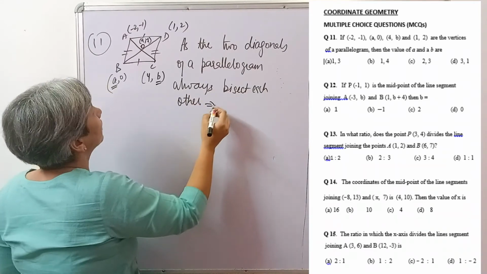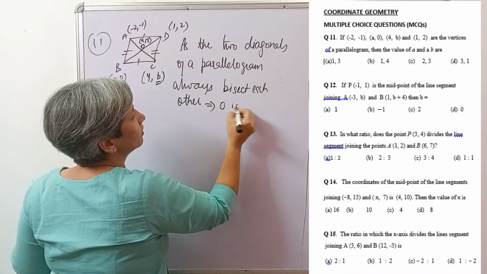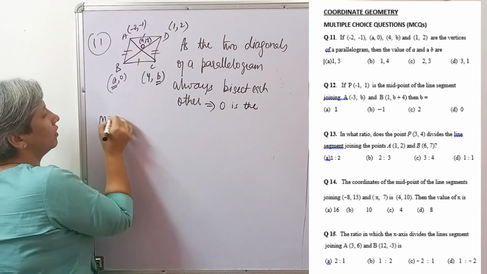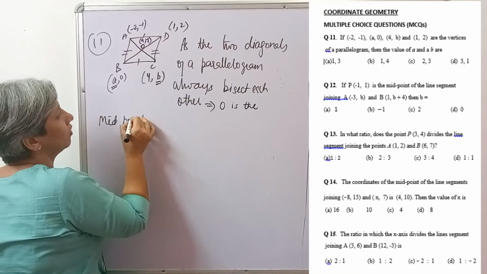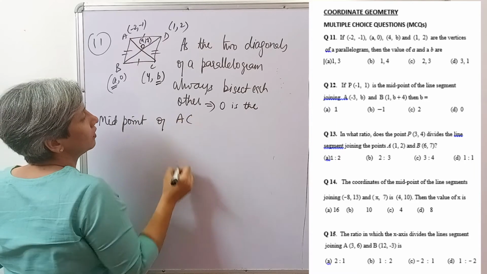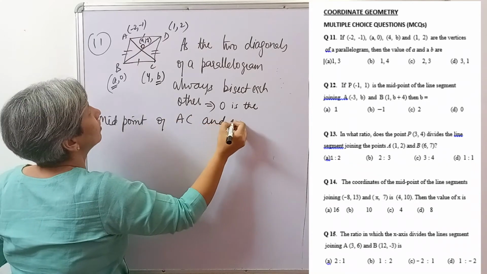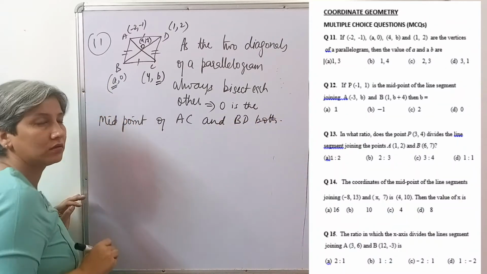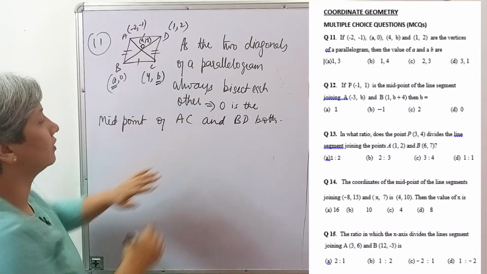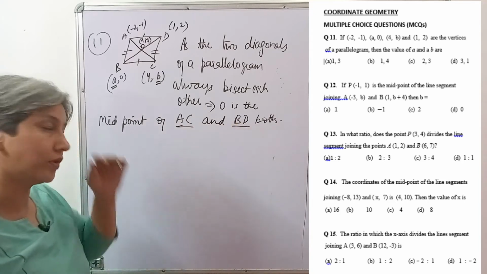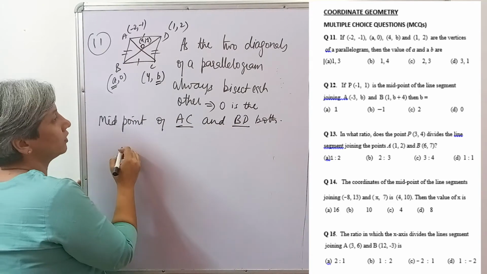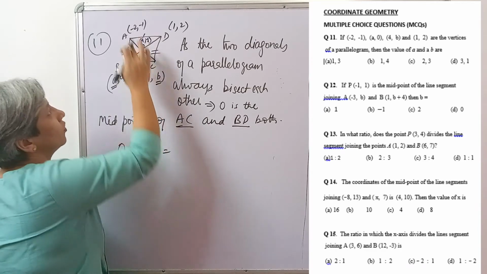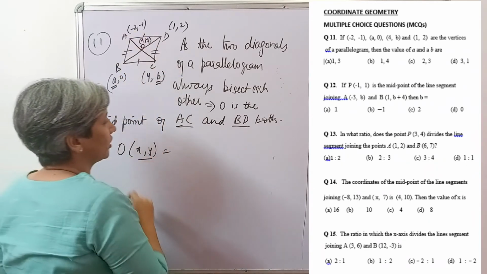Therefore, O is the midpoint of AC and BD both, right? O is the midpoint of AC, also of BD. So using the midpoint formula, we'll see. So O, where we're saying, is (x, y). So from AC we can find the value of (x, y).